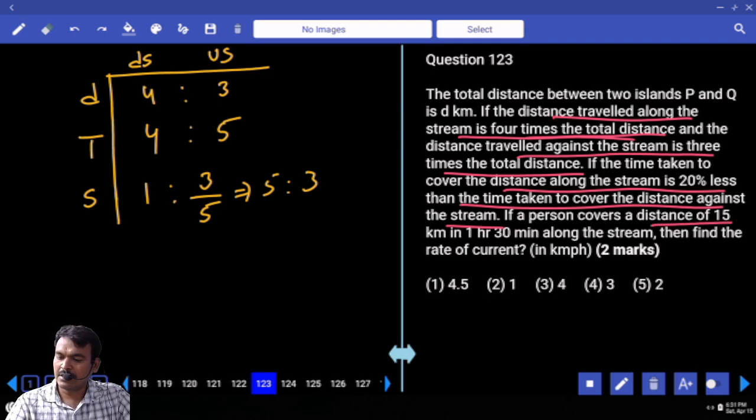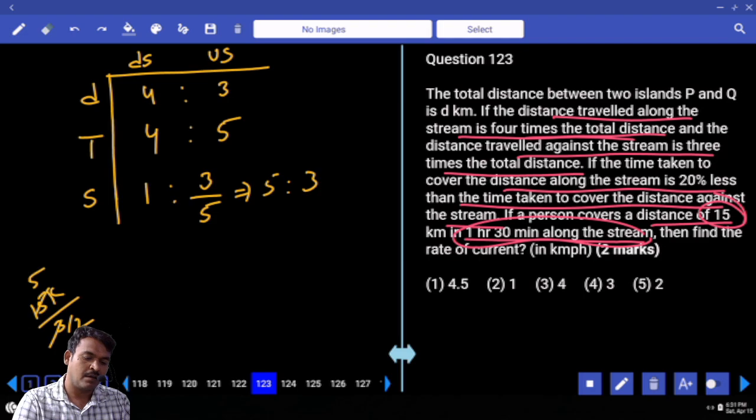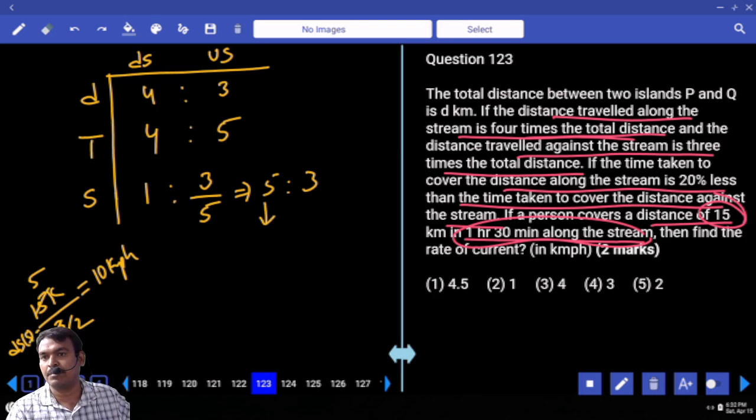Here a distance of 15 kilometers in 1 hour 30 minutes along the stream. Along the stream means 1.5 hours. How much distance is covered? 15 kilometers in 1.5 hours, 1.5 hours means 3 by 2. 3 by 2 times how many is 5? 10. 10 kilometers per hour. Is that downstream speed or upstream speed? Downstream speed. Downstream speed is how many parts? 5 parts. 5 parts are 10 means 3 parts are 6.